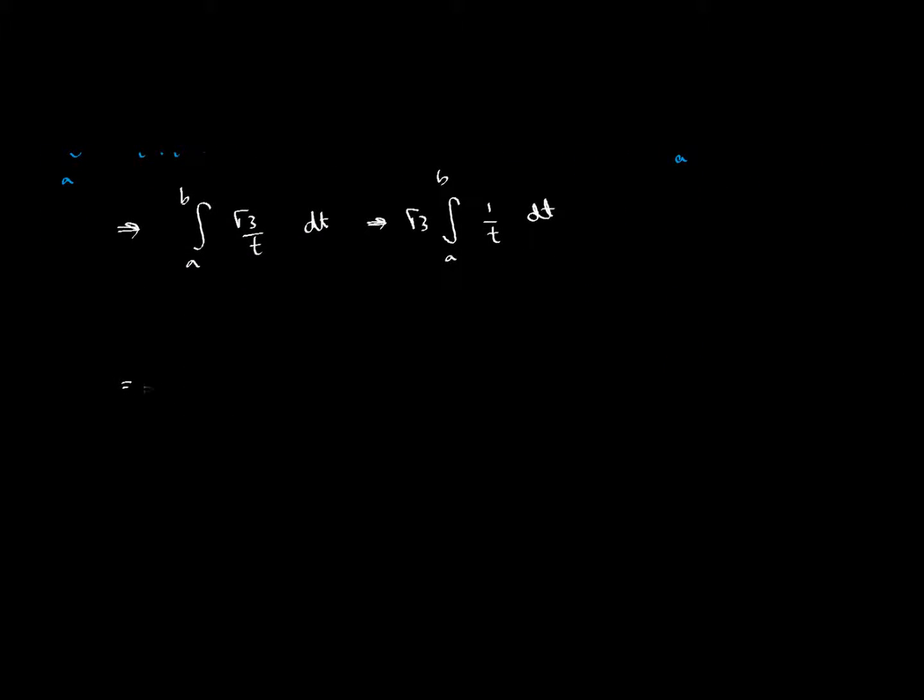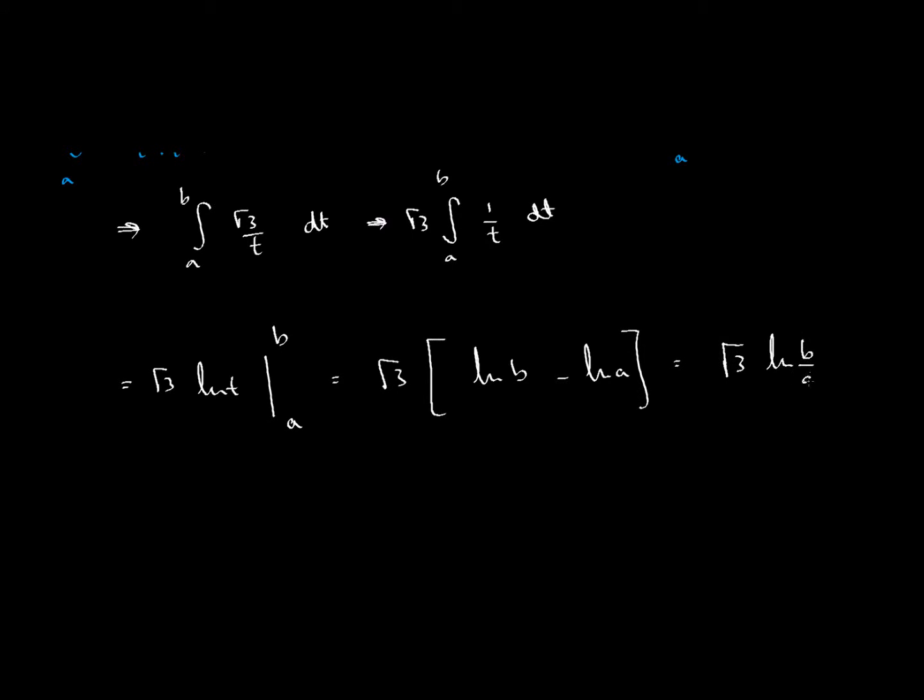So this is going to be equal to root 3 times ln t evaluated in b and a, which is equal to root 3 times (ln b minus ln a), and we can simplify this by saying that's equal to root 3 times ln(b/a), and that's the final answer.